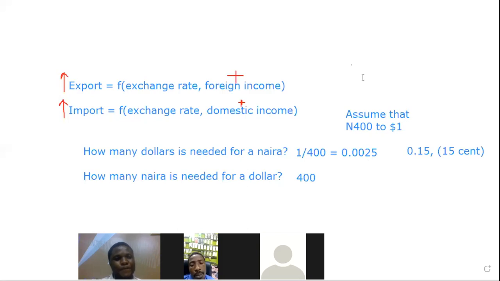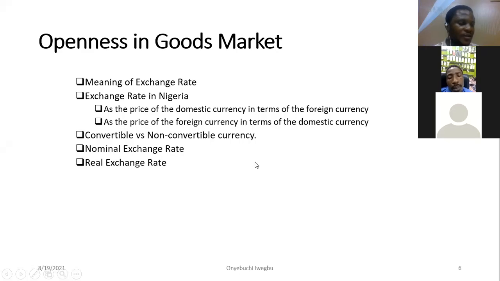Has that answered the question, please? Yes, sir. All right. So we would stick to our first decision that we are going to use the second one, the price of the foreign currency with respect to the domestic currency.